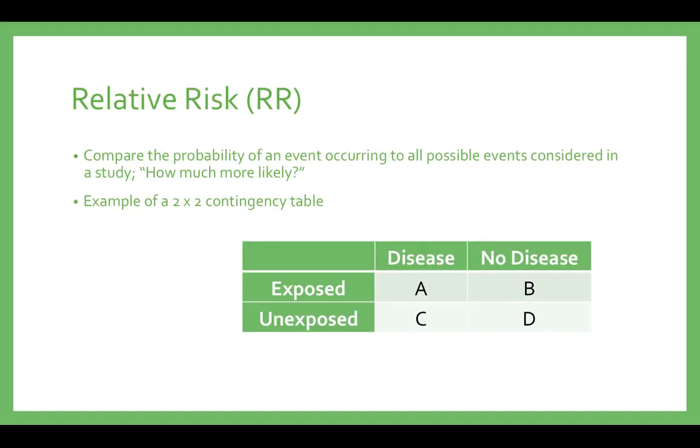Relative risk is used when comparing the probability of an event occurring to all possible events considered in a study. For example, consider the risk of developing lung cancer in those who are exposed and unexposed to secondhand smoke over a 10-year study period. Upon study conclusion, the 2x2 contingency table shown here is created containing frequency counts of events for two groups exposed and unexposed to the secondhand smoke stimulus. This table provides all necessary data to calculate the incidence of the event for both exposed and unexposed individuals in a cohort study.